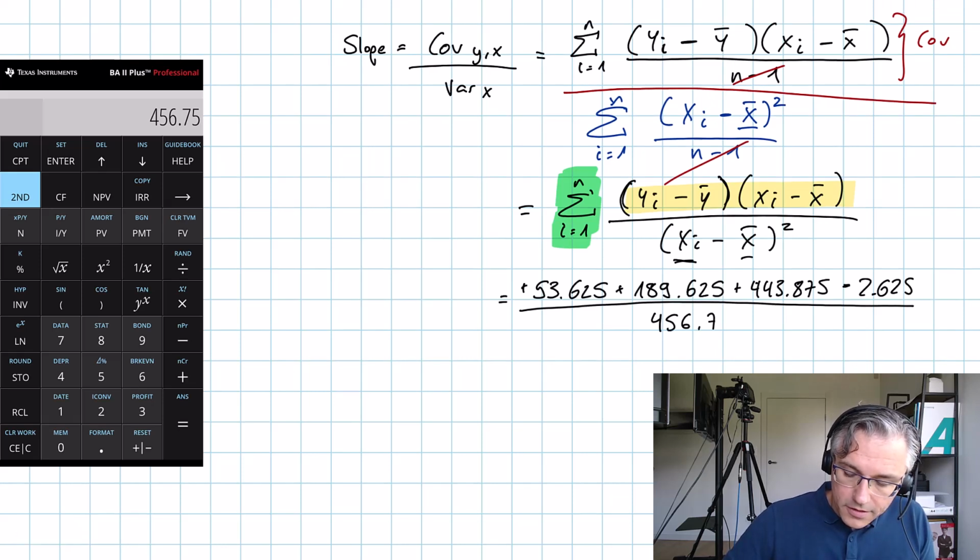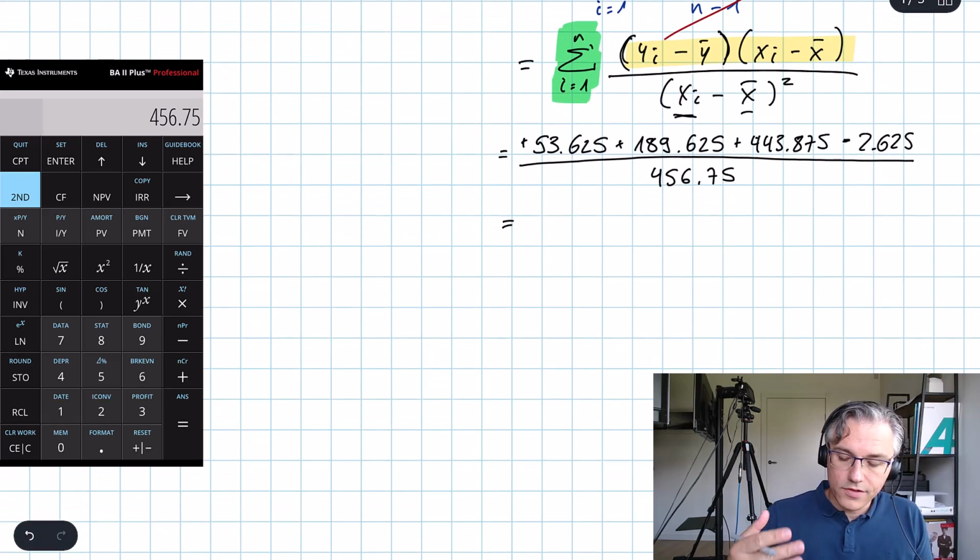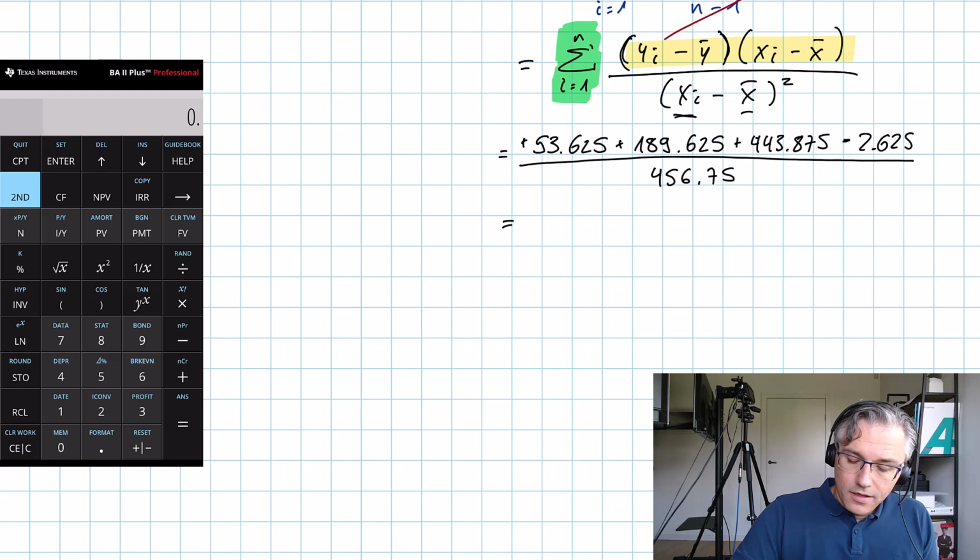in the denominator. Now let's see what this gives overall. Starting from the top, 53.625. Have to be extra careful to get these numbers in correctly.